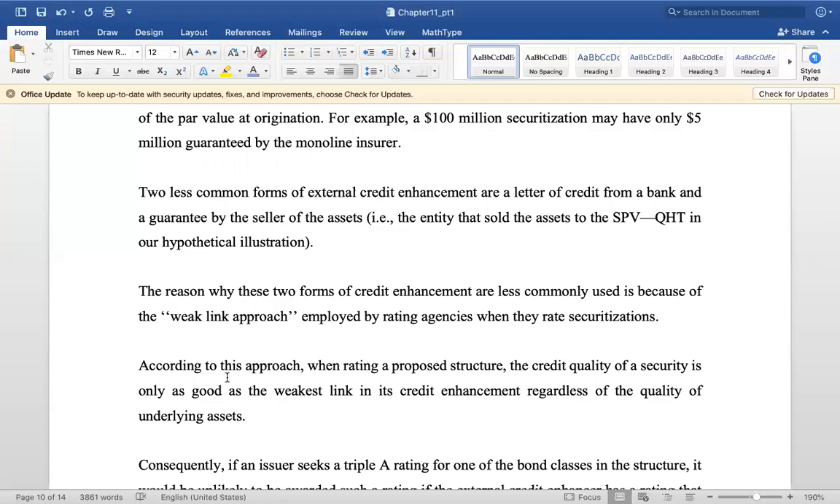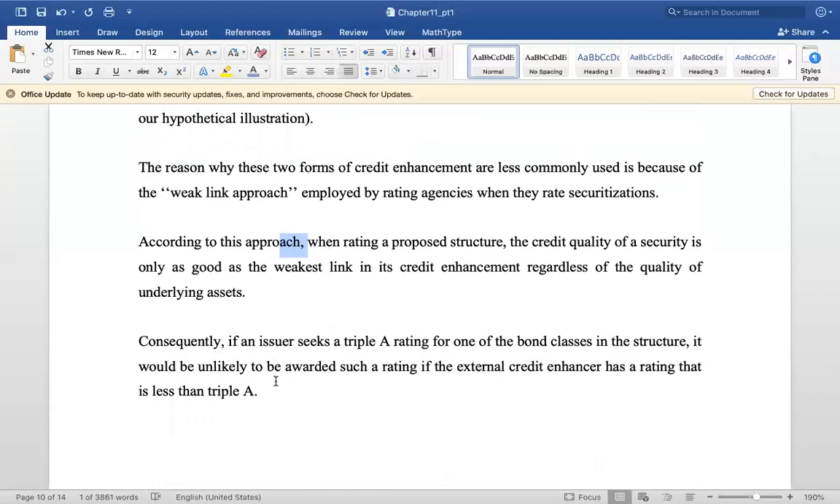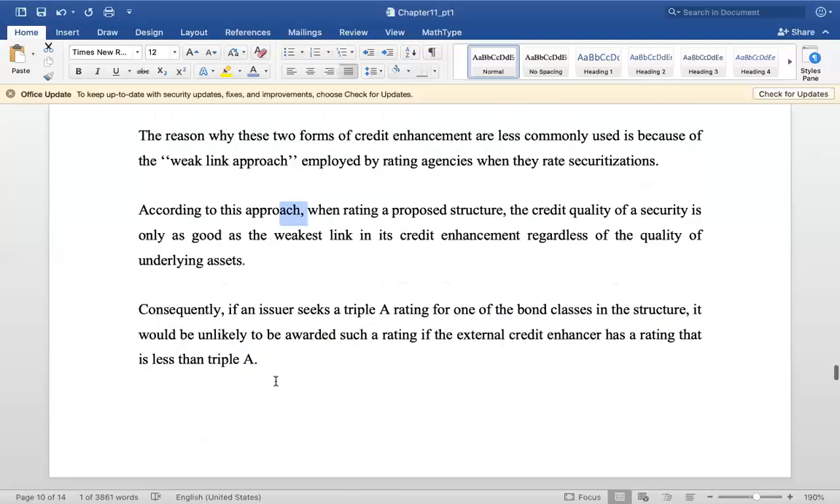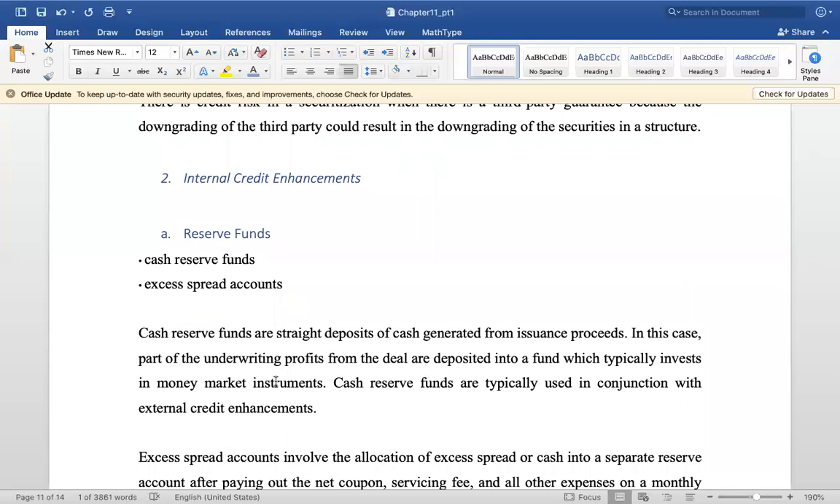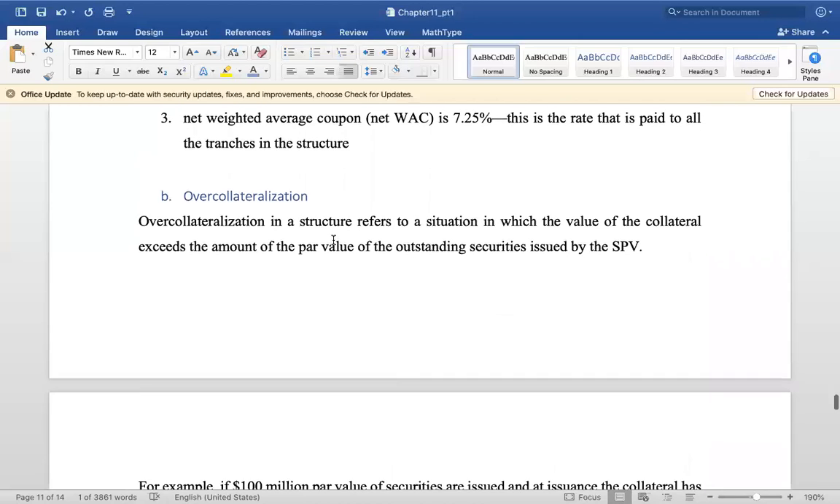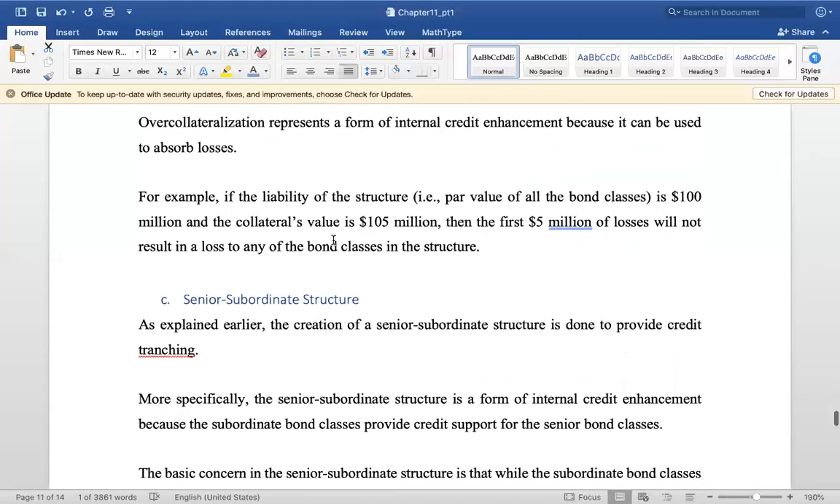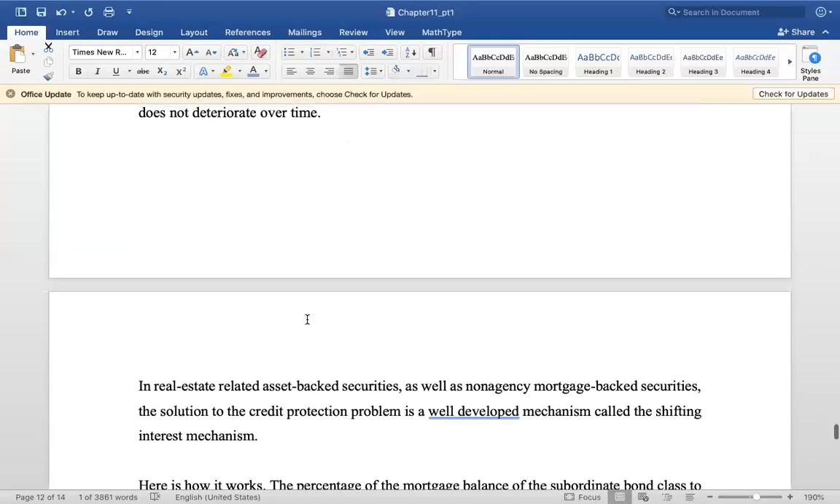It is when rating a proposed structure, the credit quality of the security is only as good as the weakest link in its credit enhancement, regardless of the quality of the others. So due to the lack of good quality issuers and good quality banks, these two approaches are less common. Then there is internal credit enhancement. It can take the form of reserve funds, overcollateralization, or senior-subordinate structure, as we already discussed.